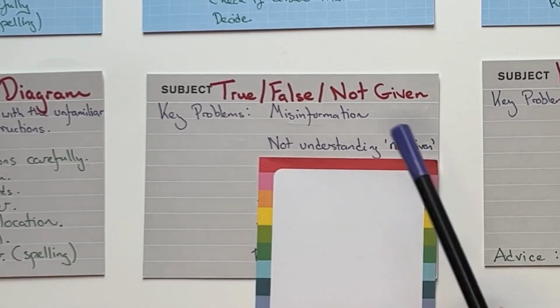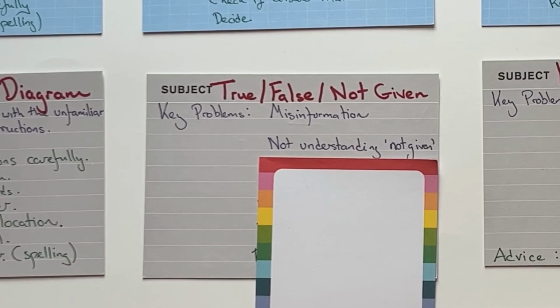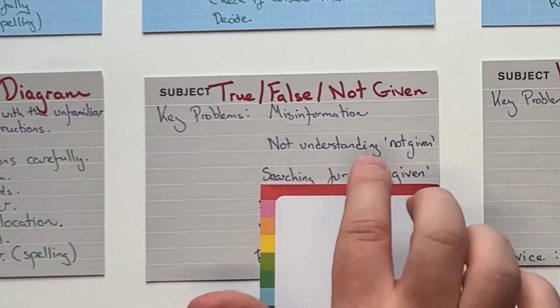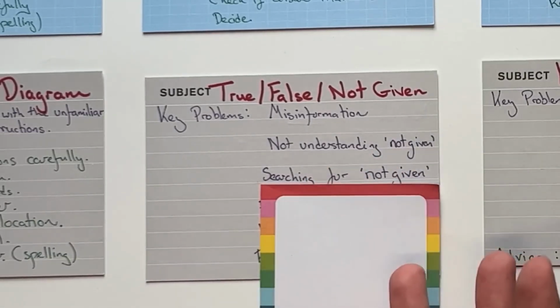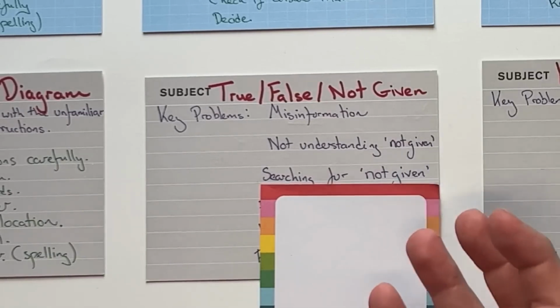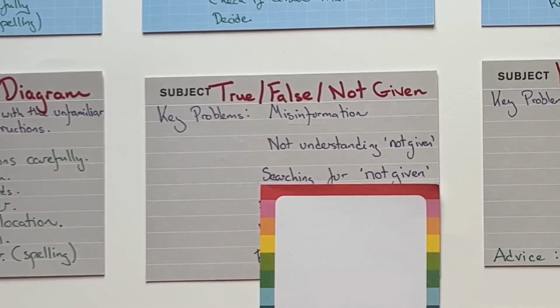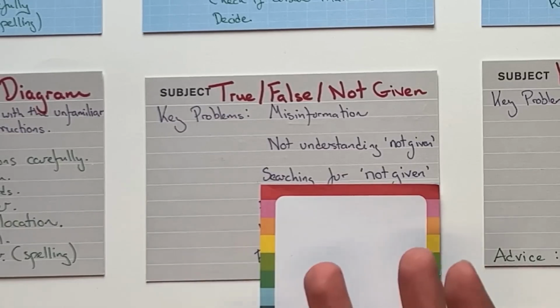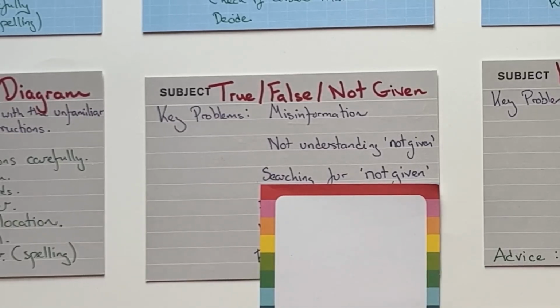Another big problem is not really understanding what not given means. That leads to people searching for not given, and really they're searching for something that is not there. It's like searching for something that isn't there in a room. You're not going to find it.